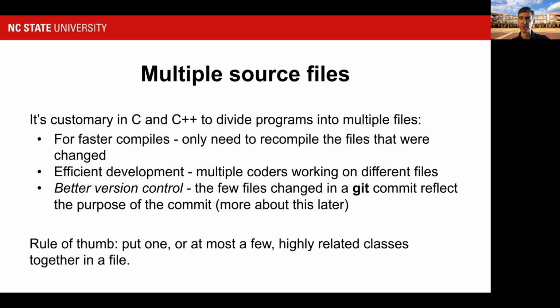So a common rule of thumb that you see a lot of programmers use is to put one, or at most a few, highly related classes together in a single file. That way, when you want to look at some code or modify some code, you can easily identify the small set of files you need to go and look at.